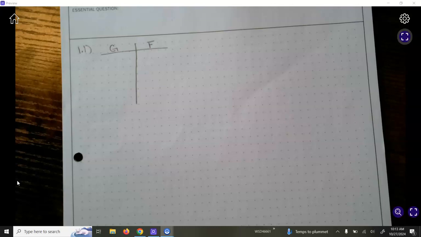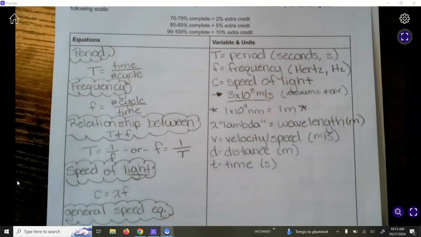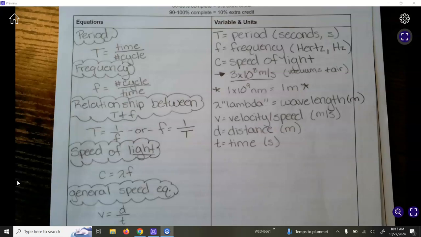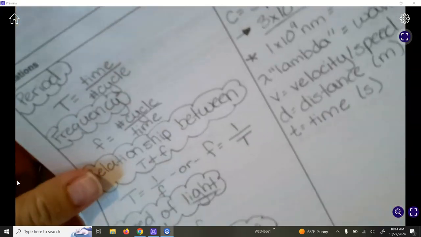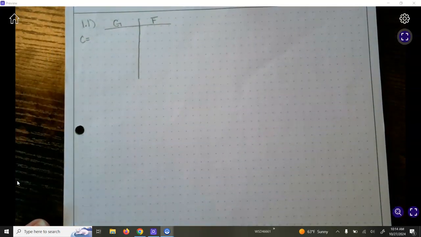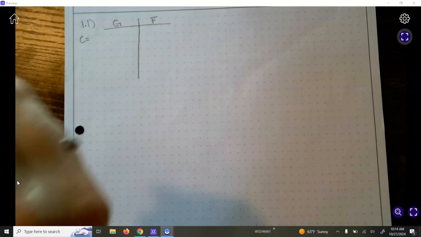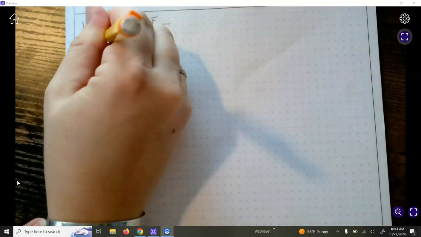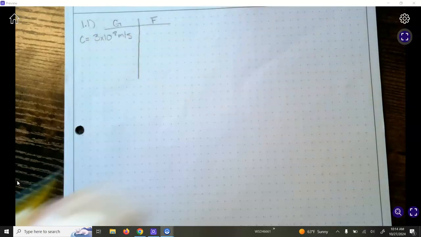Let's flip back over to the front of our packet. Look at this packet. Take a second. What is a known number or a known constant about light? If you're looking at your variable and units column, you're going to notice that we know the speed of light in a vacuum, which is space, 3 times 10 to the 8th meters per second. So that's what we're going to write in our given column. This was something that was given to us, maybe not directly, but they did remind us that we were talking about light here. So we're definitely going to be using this number. 3 times 10 to the 8th meters per second is our speed of light.